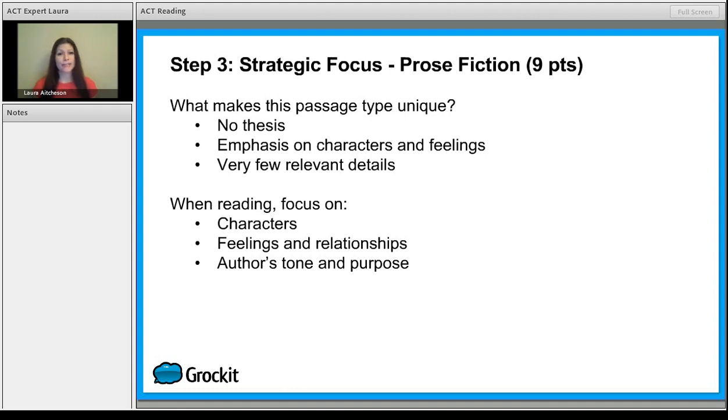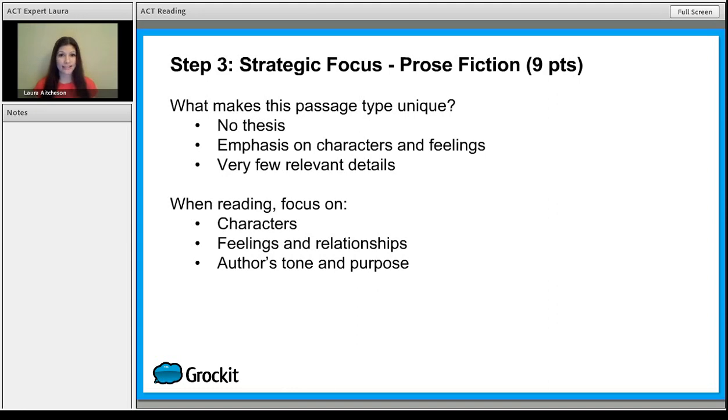There isn't going to be a strong intro and conclusion, and you're not going to have supporting body paragraphs. It's just not the way these are written. So you're going to keep straight who's related to whom, who's friends with whom, what the author is trying to convey, and also keep in mind prose fiction passages.